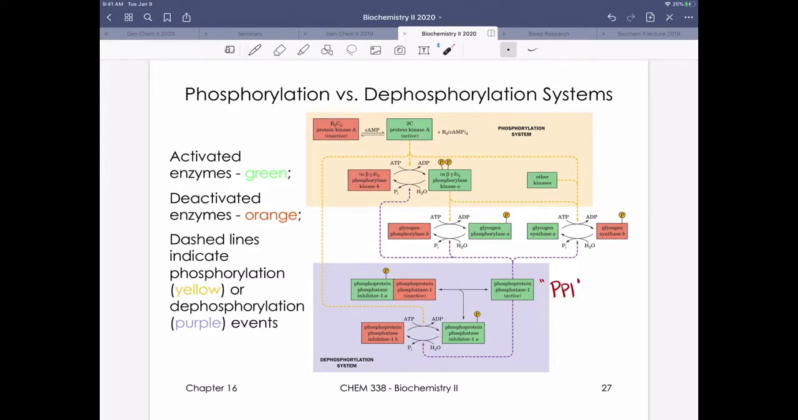So again, if we've got low blood sugar levels, that means your pancreas is secreting glucagon. And glucagon is an external signal that, when it binds to cell surface receptors, is going to activate adenylate cyclase. Activating adenylate cyclase is what's responsible for making cyclic AMP.